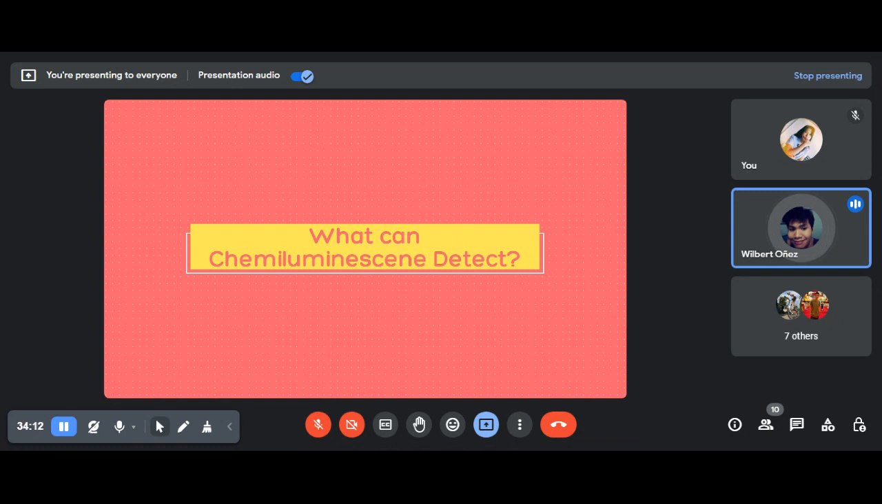What can chemiluminescence detect? Chemiluminescence consists of the emission of light triggered by a chemical reaction. In other words, fluorescence can be activated just by illumination with light of the proper wavelength, while for chemiluminescence, interaction with a suitable reactant is needed, like the chemical luminol.